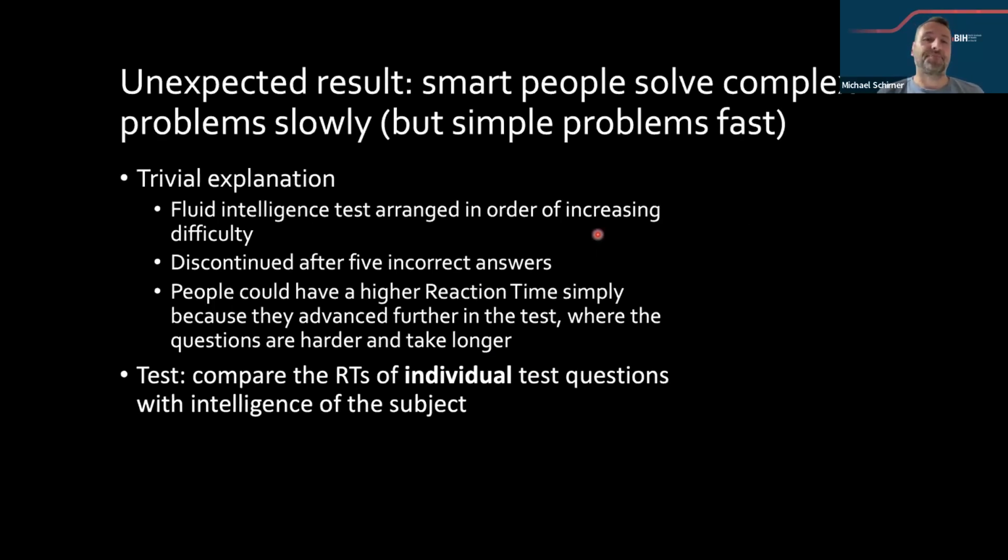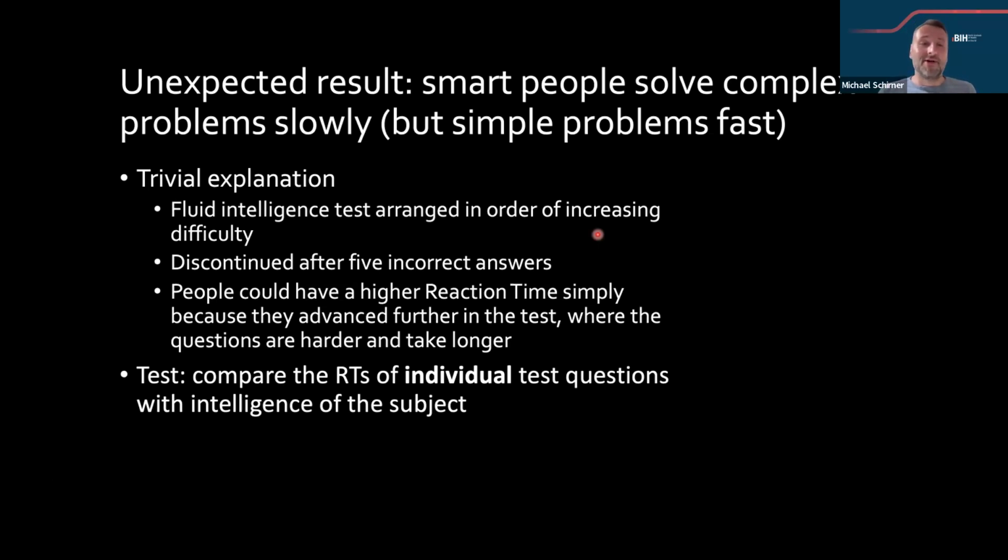So we thought about the unexpected. This is unexpected, and we thought this is a trivial explanation. Fluid intelligence tests are arranged in order of increasing difficulty, and they are discontinued after five incorrect answers. So it could simply be that the people with a higher reaction time simply advanced farther in the test, where the questions got harder, and took longer. Of course, one could argue that because the intelligent people took more time to really solve the problem, this took longer.